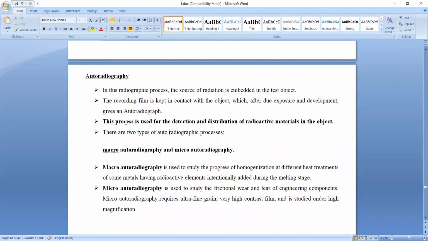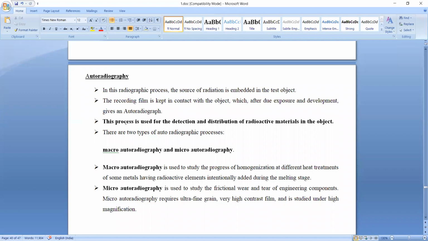This process is mainly used for detection and distribution of radioactive materials in the object. Sometimes we have to find the radioactive elements in the object. Suppose the object goes through a heat treatment process, and after it some radiation sources are present inside the object. If you want to find such radioactive materials in the object, we can use this process. This is a case where we use the heat treatment process for those objects, then we go for this radiography.